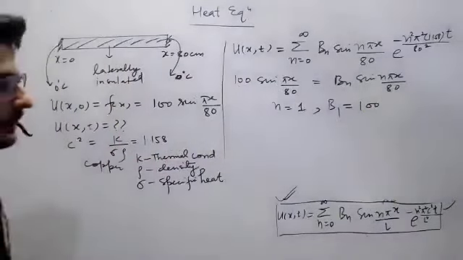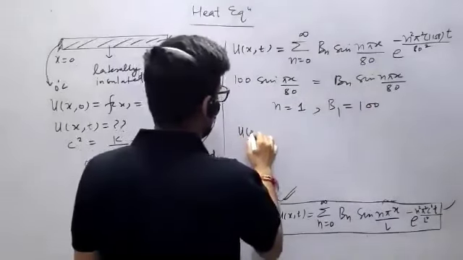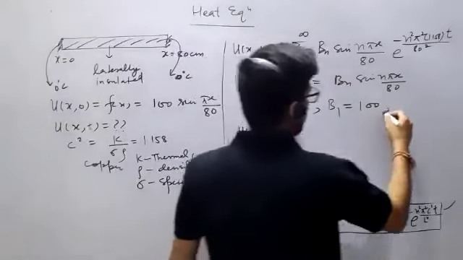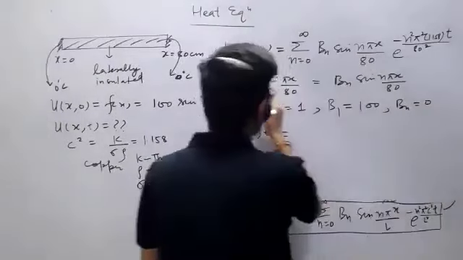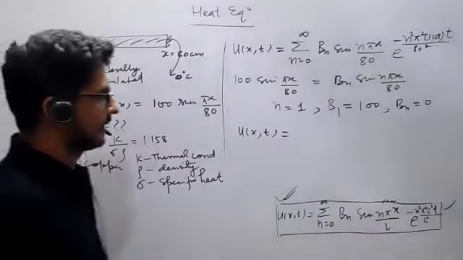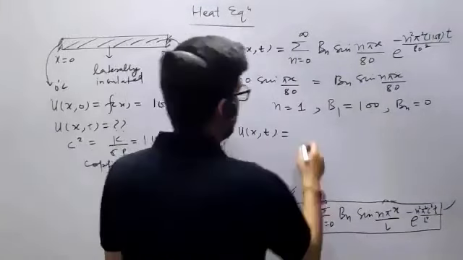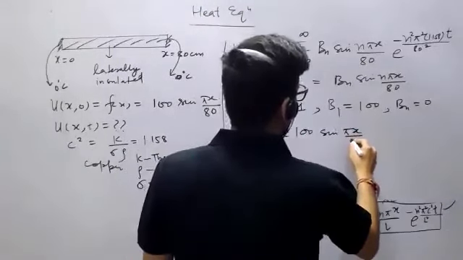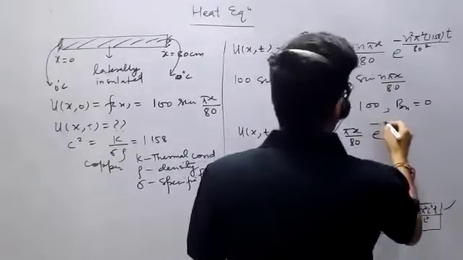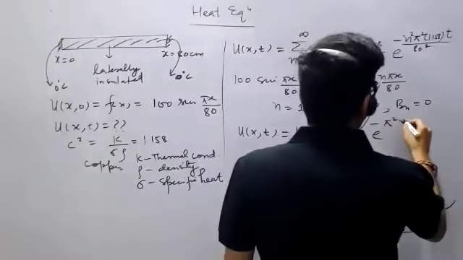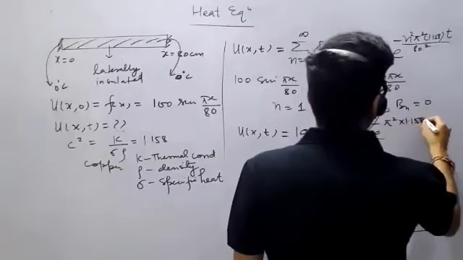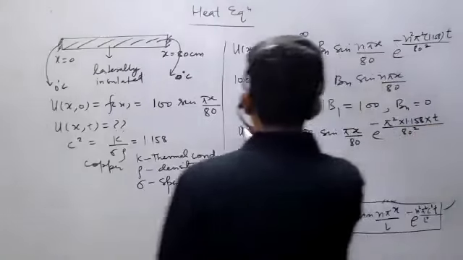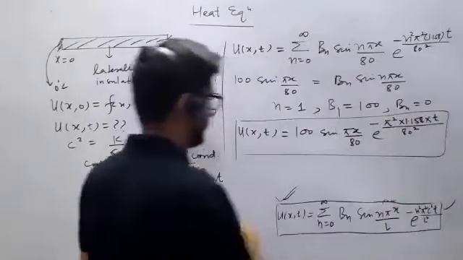Correct? So U of x comma t will become, now no summation because all other terms are 0. All other bn's are equal to 0 because see left hand side there is no other term to compare. So U of x comma t will become 100 sine of pi x by 80 e to the power minus pi square into 1.158 into t over 80 square. So this is the solution.